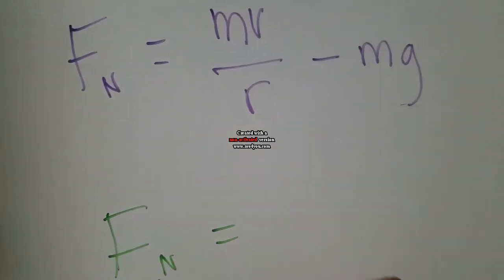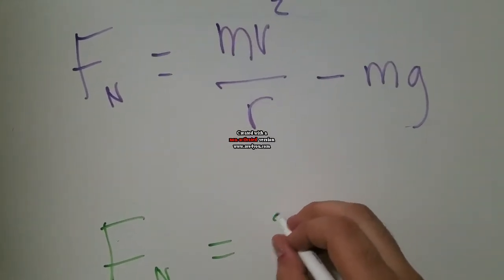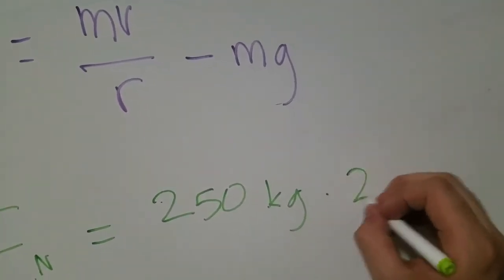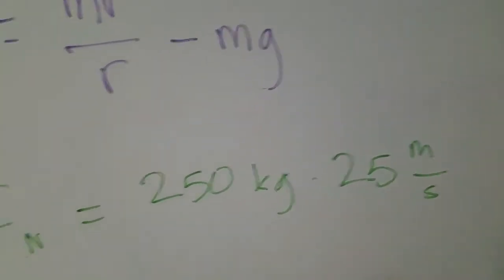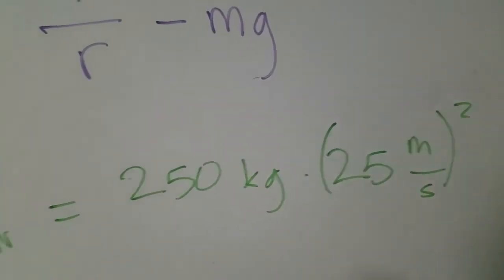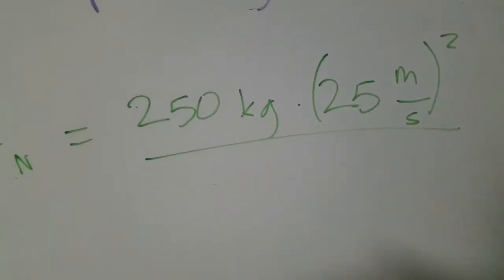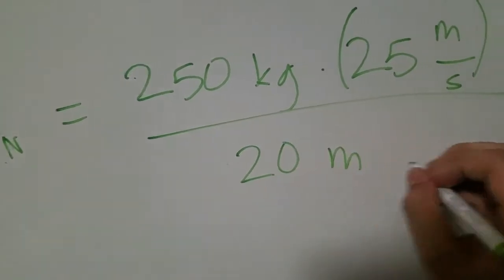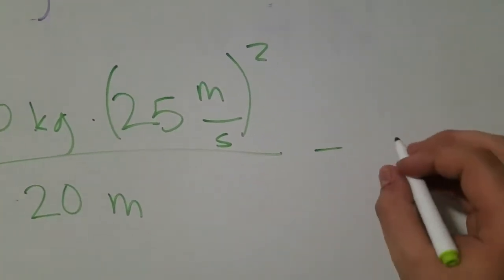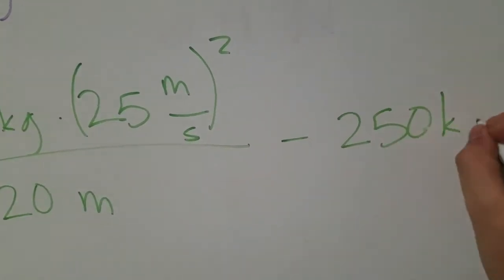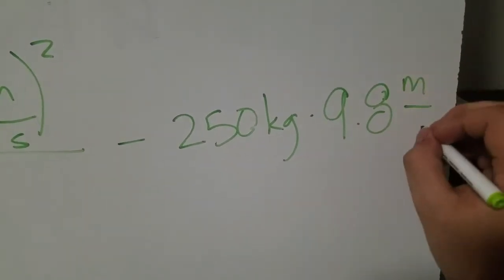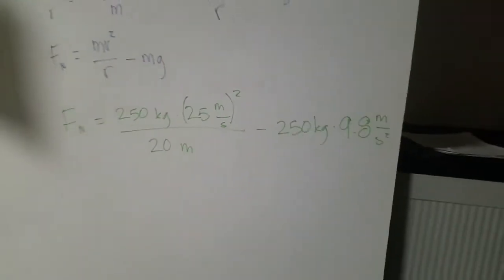We were given that the mass of the rider and the bike together are 250 kilograms, and we multiply that by the velocity, which was given to be 25 meters per second. Don't forget to square that, by the way. And then we divide by the radius of the circle, which I said was 20 meters. And so let's do that. And then don't forget to subtract the gravitational force, which is going to be the mass times g, little g, which is 9.8 meters per second squared. And there's your equation for the normal force.